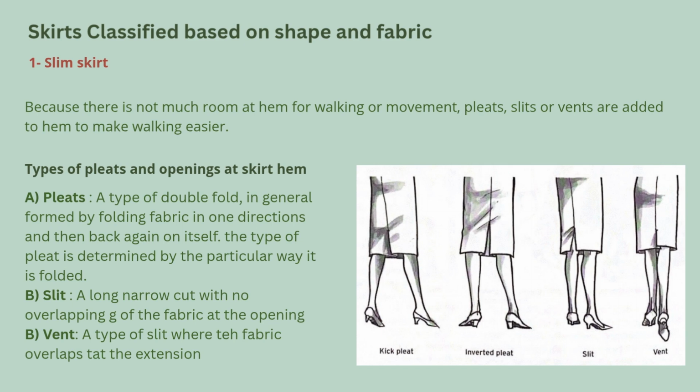Kick pleat is when fabric is folded on itself on one side of the garment at bottom of the hem, but inverted pleat is when fabric is folded in a way that the folded edges are meeting each other and the extra fabric goes inside the garment. Another kind of opening which we can have is a slit. A slit is a long, narrow cut with no overlapping of the garment at the opening. And the last one is a vent, which is a type of a slit where the fabric overlaps at the extension.